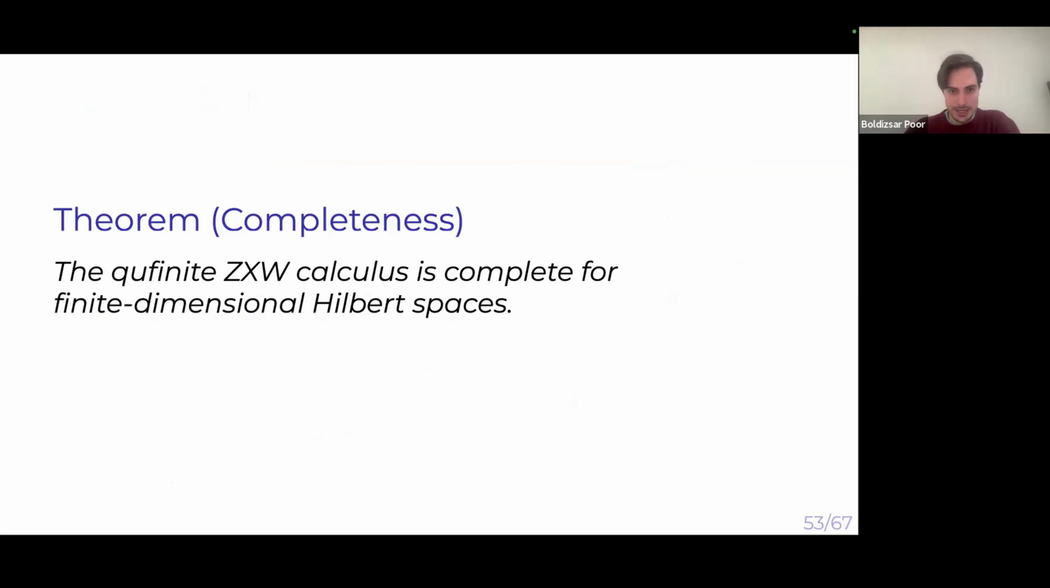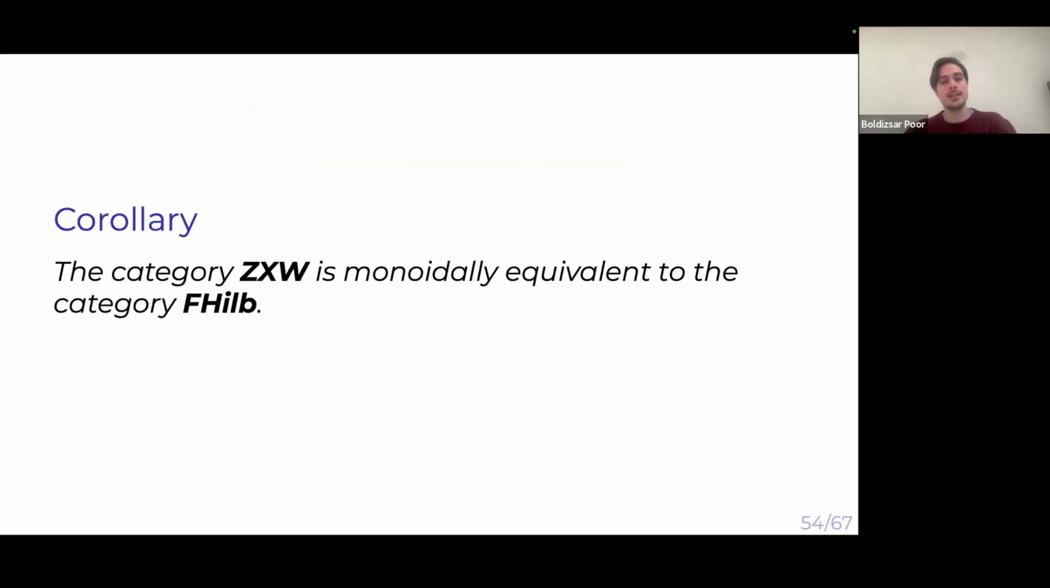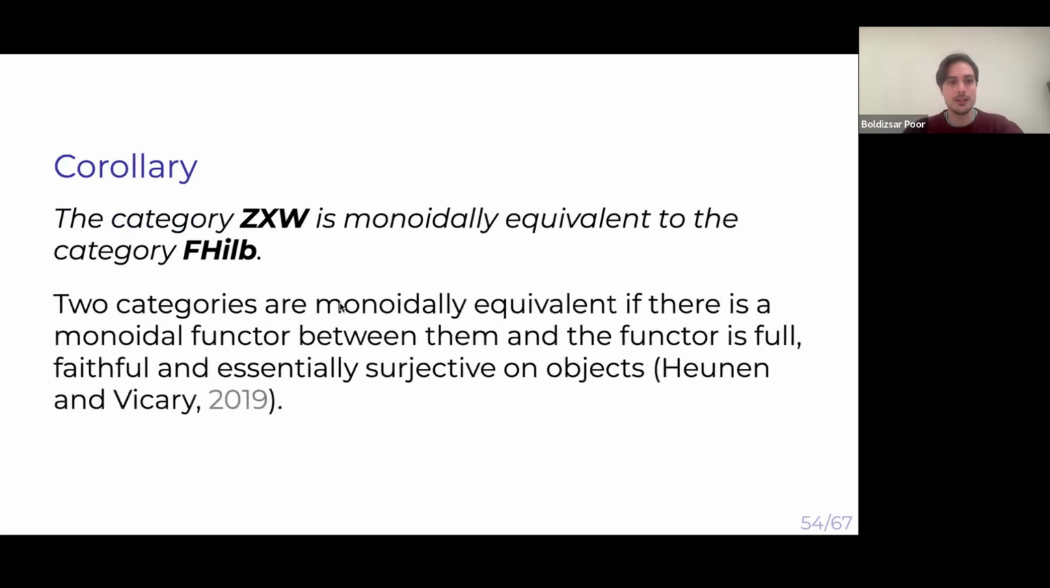So one of the really nice consequences of this is that the category of Qufinite ZXW calculus is monoidally equivalent to the category of finite dimensional Hilbert spaces, FdHilb. So why is this? This is a very nice little proof. So I am just going to directly show it here. Two categories are monoidally equivalent if there is a monoidal functor between them, and the functor is full, faithful, and essentially surjective on objects.